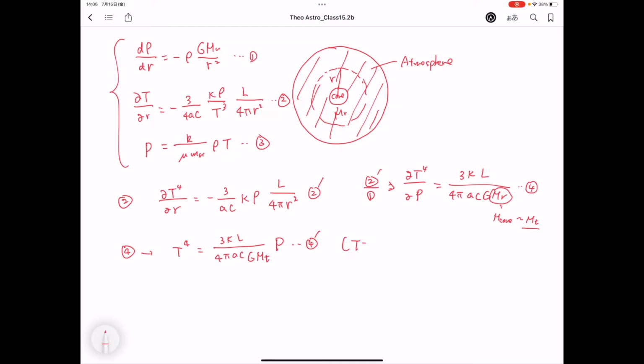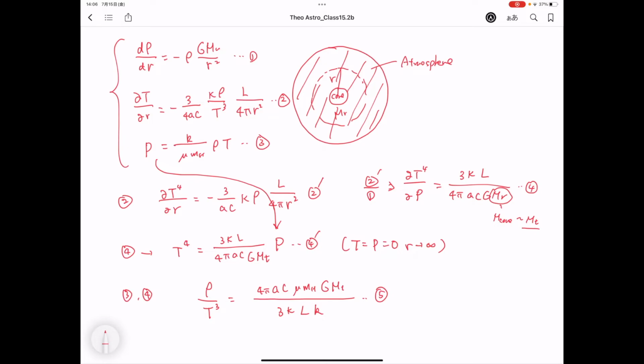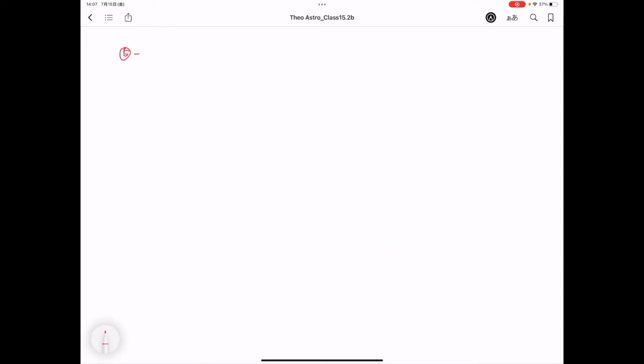We use T equals P equals 0 as r goes to infinity. By combining equation 3 and 4 prime, you can find rho over T cubed. You can substitute this P into this equation. Then you can find rho over T cubed equals 4 pi ac mu m_H G M_T over 3 kappa L k. This is equation 5. So we could find out rho over T cubed. Then you can substitute this rho over T cubed, equation 5, into equation 2.